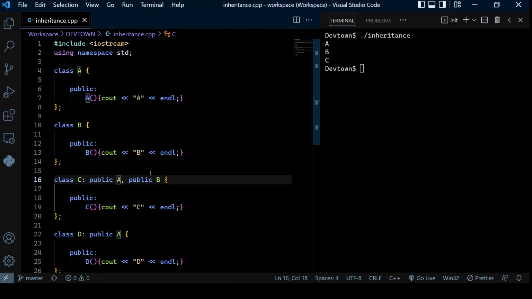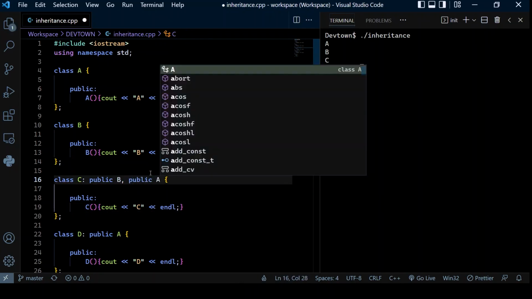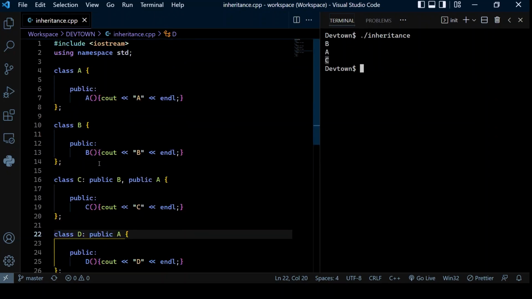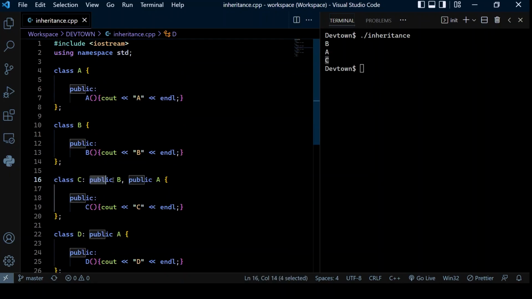Now, what will happen if I change the order of inheritance, so that first we inherit B and then we inherit A? We see that the order changes: B, A, and C. So, from this, we know that depending on the order in which you are inheriting the base classes, in a similar pattern will the constructors of each of those base classes be called.